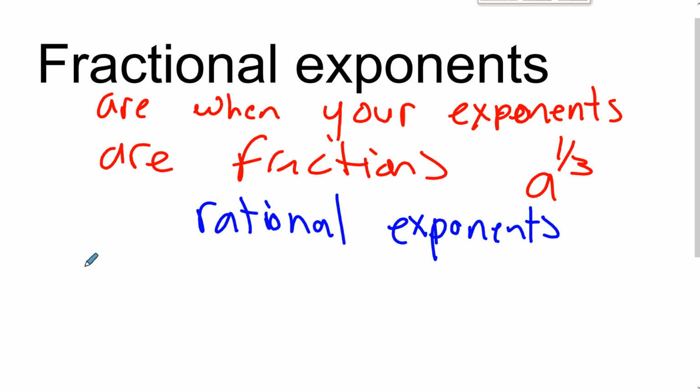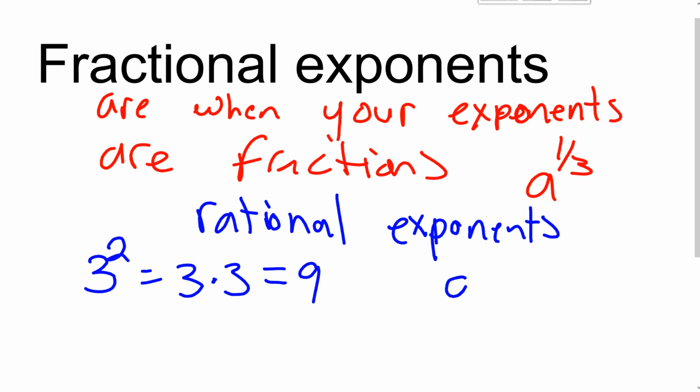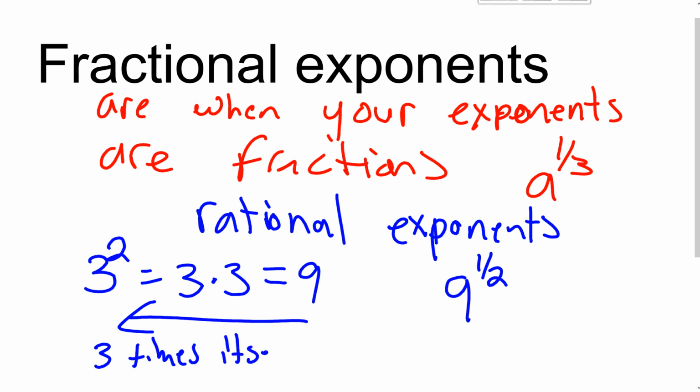If you remember what exponents mean, like 3 squared means 3 times itself 2 times, which is 9. So 3 squared is 9, right? Exponents mean multiply by itself so many times. Now when I go backwards and do a rational exponent, if I do 9 to the 1/2, I'm going backwards. This way I said 3 times itself two times is 9.